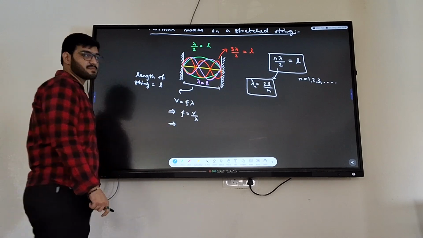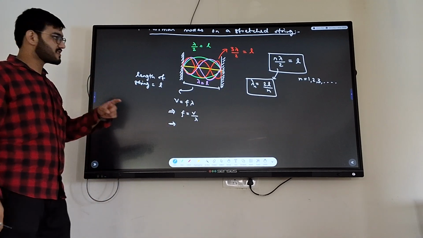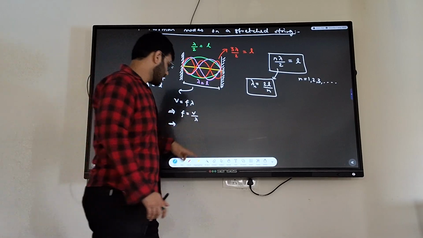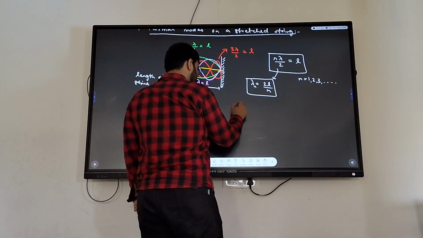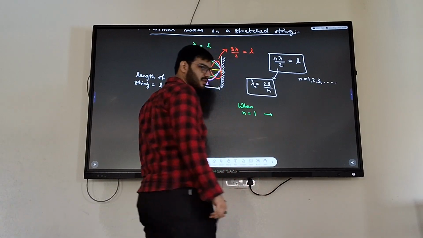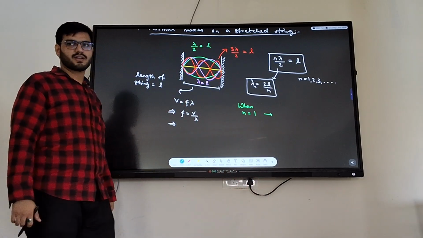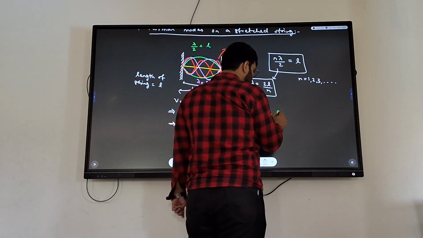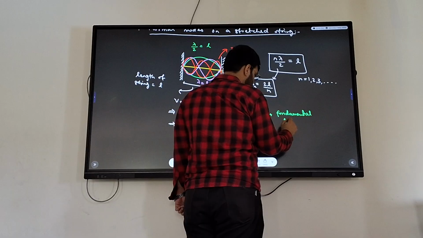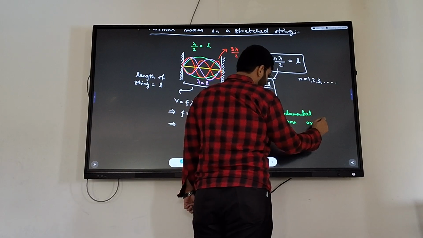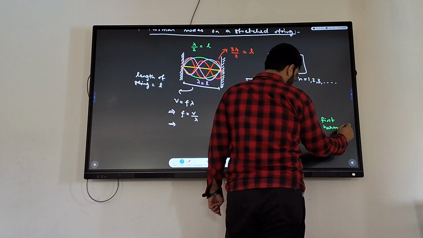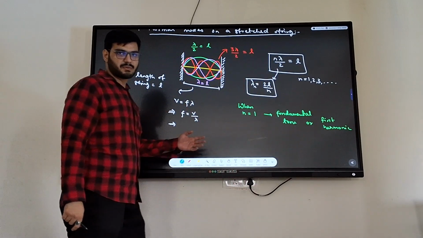Then what is the frequency of the nth mode? This n corresponds to the mode. That's why I wrote normal modes. Okay? n equal to 1, this is the first mode. It's also called the first harmonic or the fundamental tone. Some names, okay, you just have to remember the names.